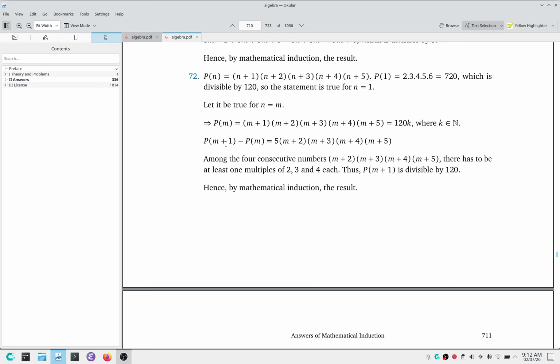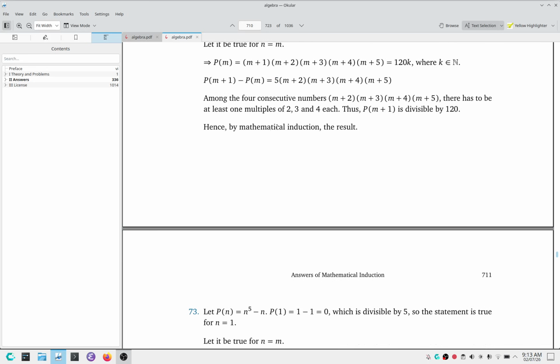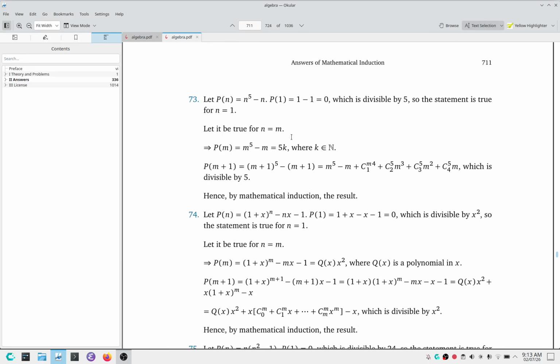Now we subtract P(m plus 1) minus P(m). We get 5 times (m plus 2)(m plus 3)(m plus 4)(m plus 5). Now these are 4 consecutive numbers, therefore there has to be at least one multiple each of 2, 3 and 4. So 2, 3, 4 when multiplied gives us 24, and this 5 gives us 120. And thus by induction we have the result.